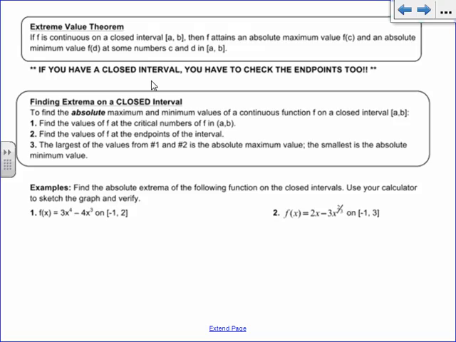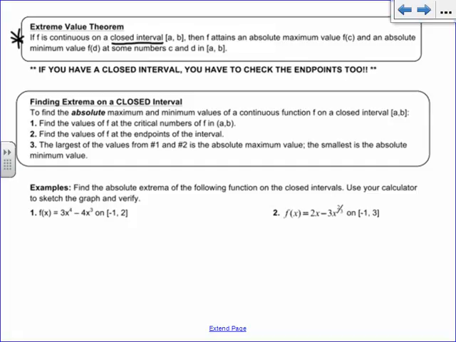All right, so the extreme value theorem. This is one that is extremely important. So you probably want this on a note card. There are certain things that have to be true to use this theorem. It says if f is continuous on a closed interval, a to b, then f has to have an absolute max and it has to have an absolute min on that interval.